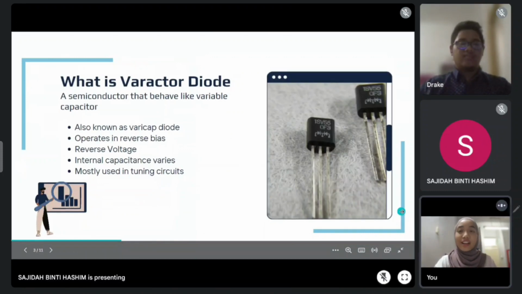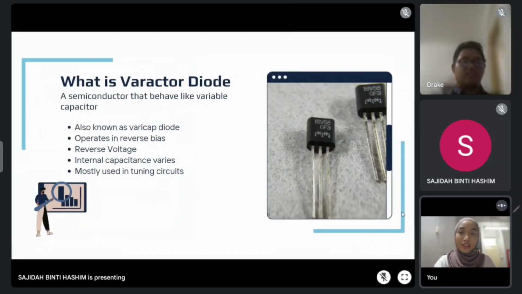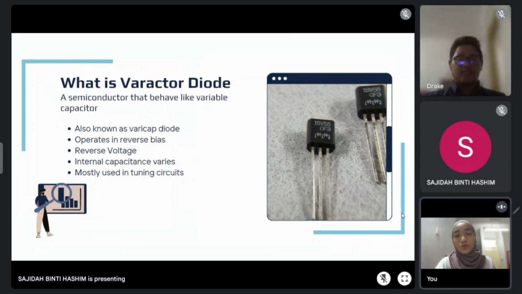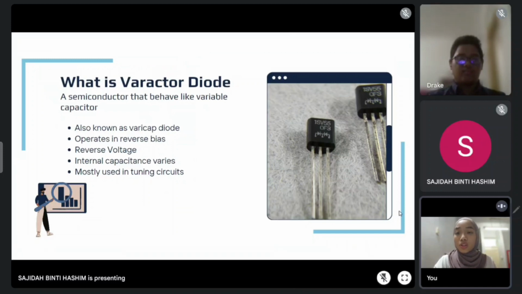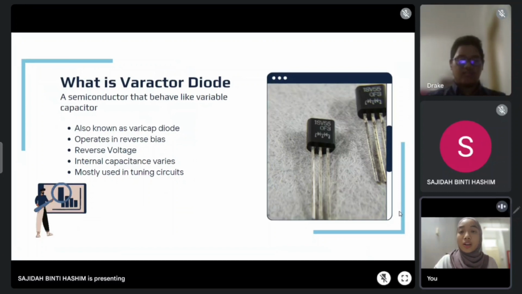What is a Varactor diode? A Varactor diode is a semiconductor that behaves like a variable capacitor. It is also known as varicap diode and voltcap diode. It usually works in reverse bias, which uses reverse voltage, and the internal capacitance varies with the voltage applied. Mostly, this Varactor diode is used in tuning circuits.